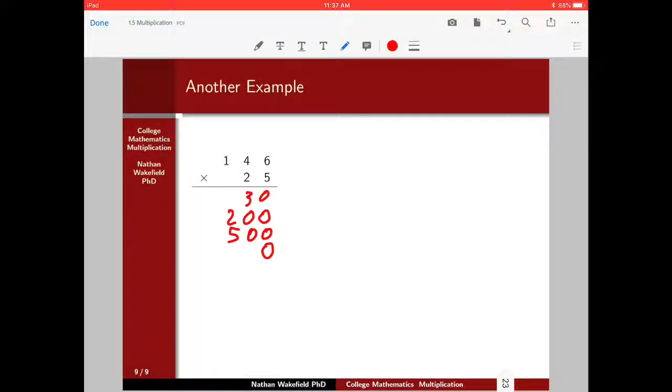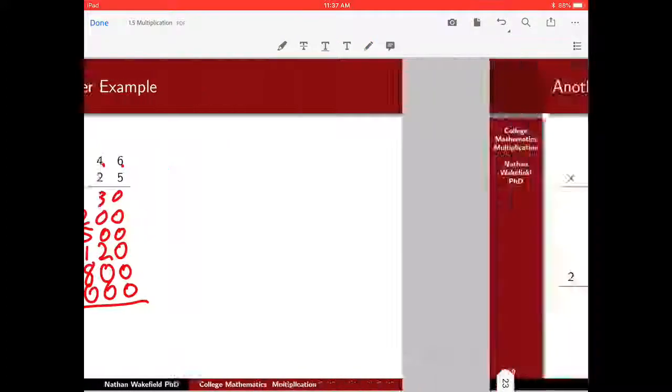So 2 times 6 is going to be 12. I have a 0 from the 20, plus I have a 0 from the 6 now. 2 times 4 is going to be 8. A 0 from the 20, a 0 from the 6 place, a 0 from the 4 place, and I have 2 times 1 is 2. So then I can add all of those together. When I add them all together, what do I wind up with?